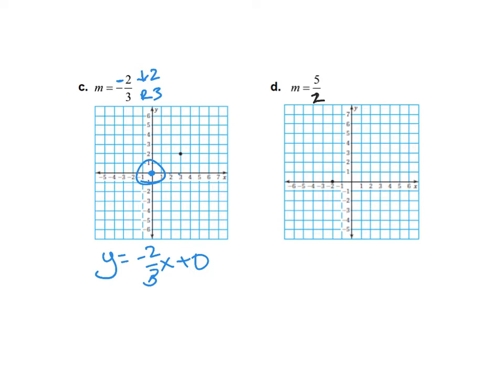So here we go. I'm going to go up 5 and to the right 2. So here's my point. Up 5 to the right 2. I land right on my y-intercept. y equals 5/2 x plus 5.